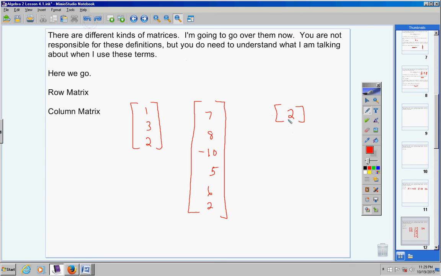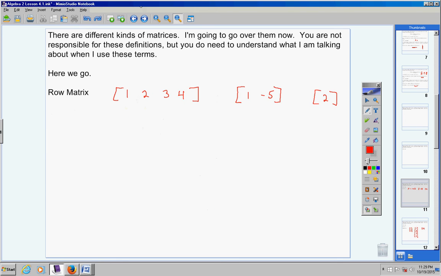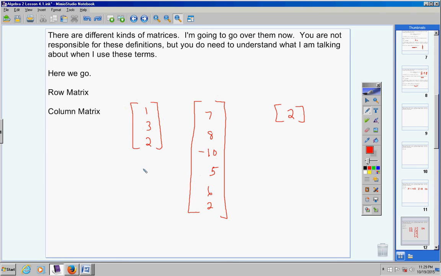This is also a row matrix. This is a column matrix. This is a column matrix. A column matrix is any matrix that has 1 column. Okay? Alright, a column matrix is a matrix that has 1 column.